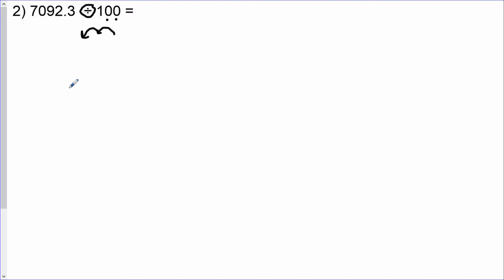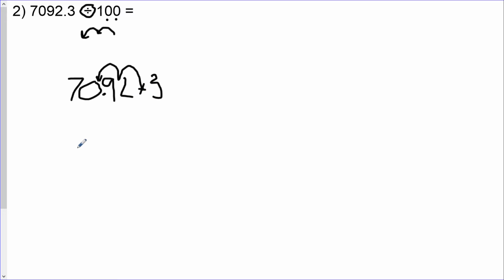Just as we did yesterday, and just as we did in the first example here, the first thing we are going to do is write down our number, which is 7,092.3 divided by 100. It is the number from the original question. I can see from my annotation here, I need to do 2 jumps backwards. 1, 2. I now have a new space for my decimal point, and I can get rid of my old decimal point.